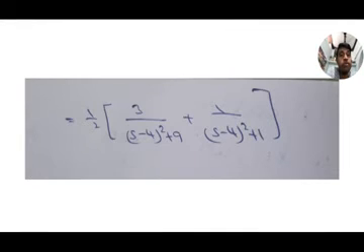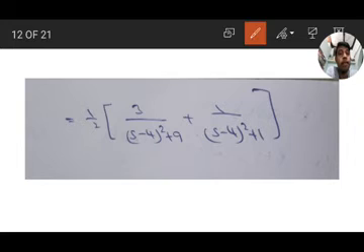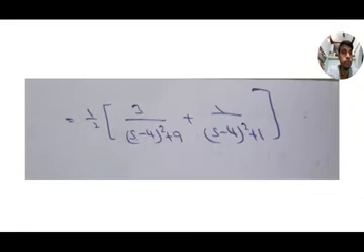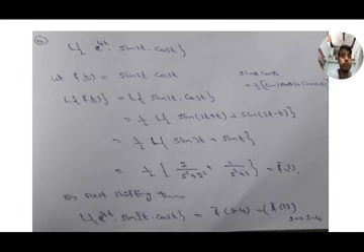If we write s minus 4, we get the answer 1 by 2 into 3 by s minus 4 whole square plus 9 plus 1 by s minus 4 whole square plus 1. This is the final answer. Write down the problem.